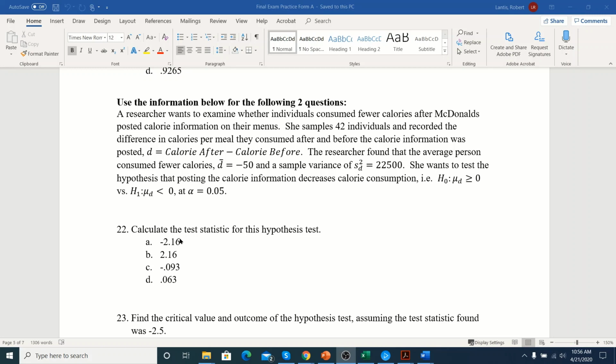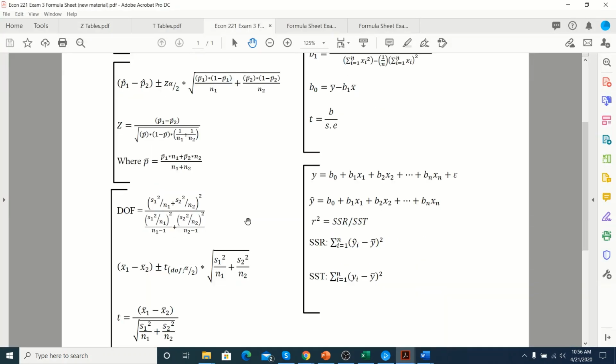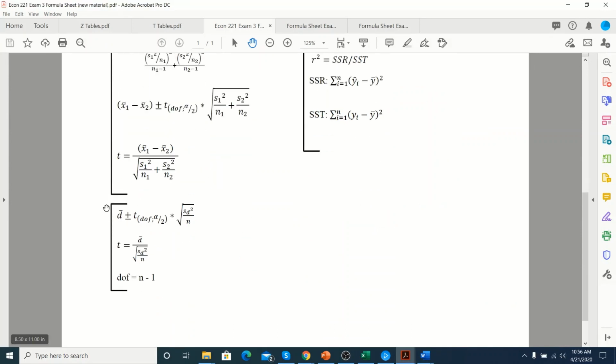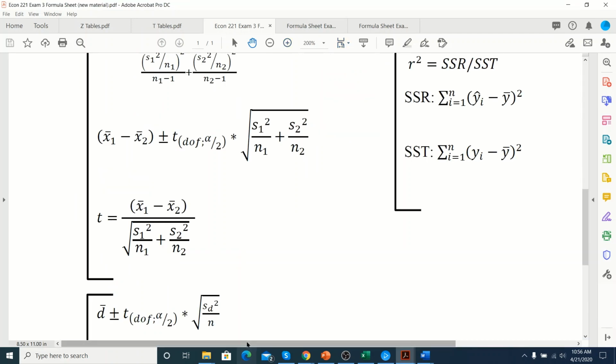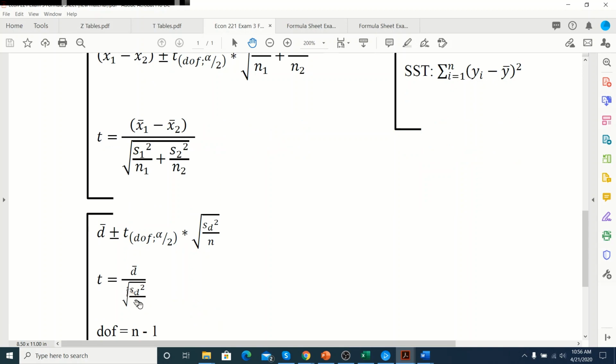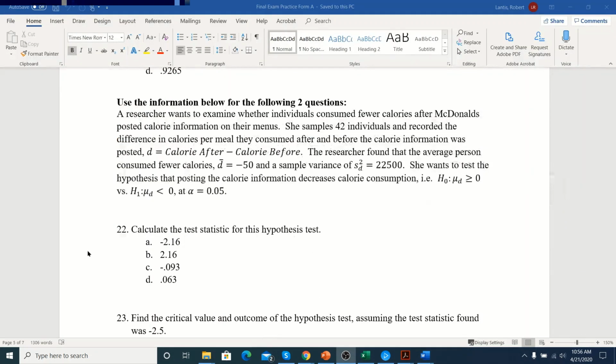Calculate our test statistic. Well, go to the formula sheet. Our matched pairs stuff, or looking at this mean difference, is down here. The test statistic's really easy. It goes back to where it's almost like a one population example. So all we do is take that average difference we found, divide it by the square root of that variance we found in the difference, divided by my sample size. Okay? So if we go back to our problem, we have the mean difference was negative 50, the variance was 22,500, and my sample size was 42.